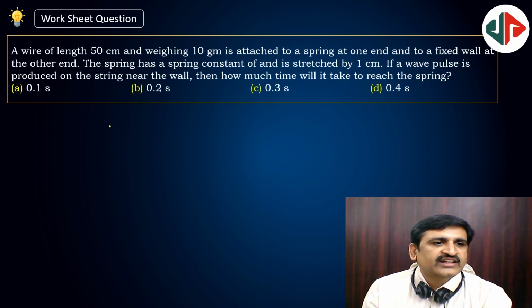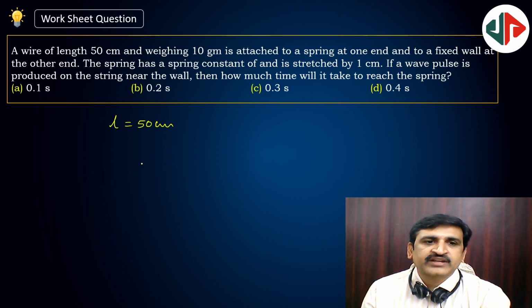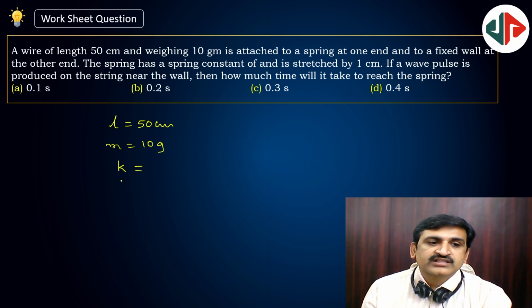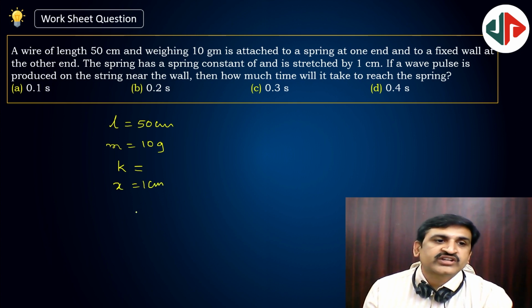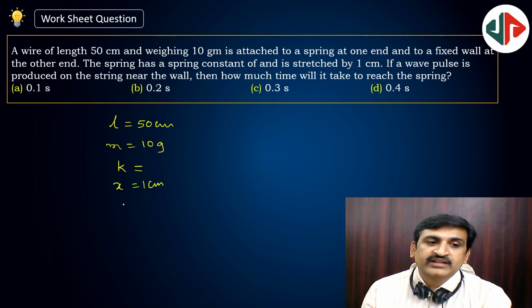A wire of length L equal to 50 centimeters and weighing 10 gram, M is equal to 10 gram, is attached to a spring at one end of it and to the fixed wall at the other end. The spring has the spring constant K and is stretched by x is equal to 1 centimeter. If a wave pulse is produced in the string near the wall, then how much time will it take to reach the spring? Time taken is equal to how much?